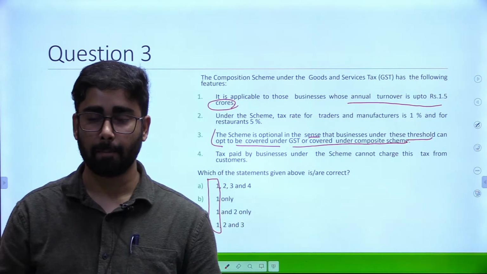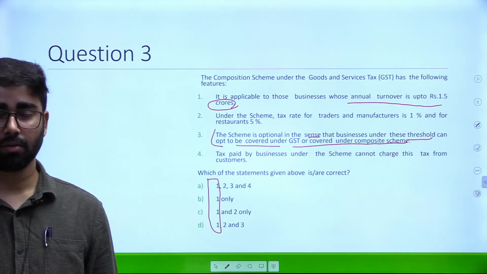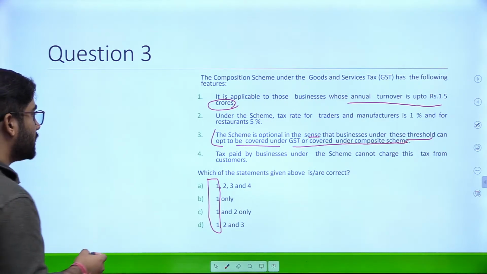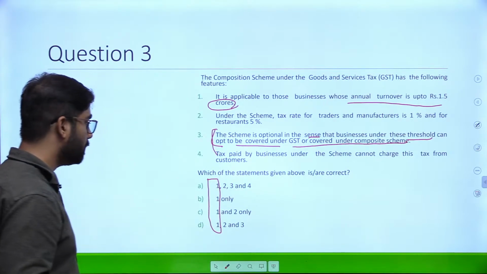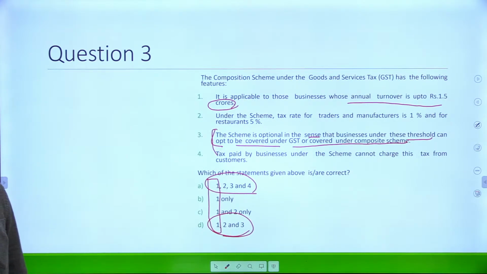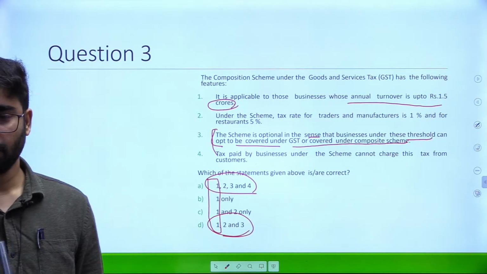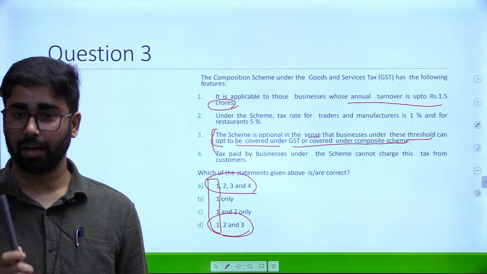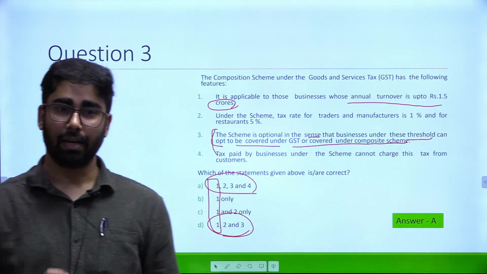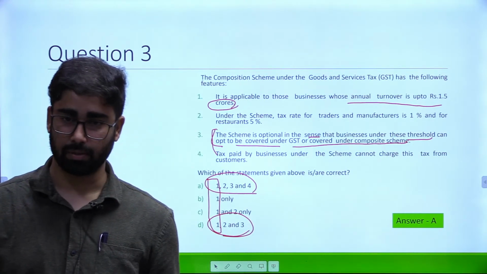Optional. Bittu is saying optional. Good. Optional. Okay. Optional. So we got to know the third statement is also correct. Now we are left with A or D. Tax paid by business under the scheme cannot be charged from customers. We actually did not discuss this statement, so it will be difficult for you to answer this. But the answer to this question is A. That is, it is a true statement that the tax paid by the businesses under the scheme cannot be charged from the customers.